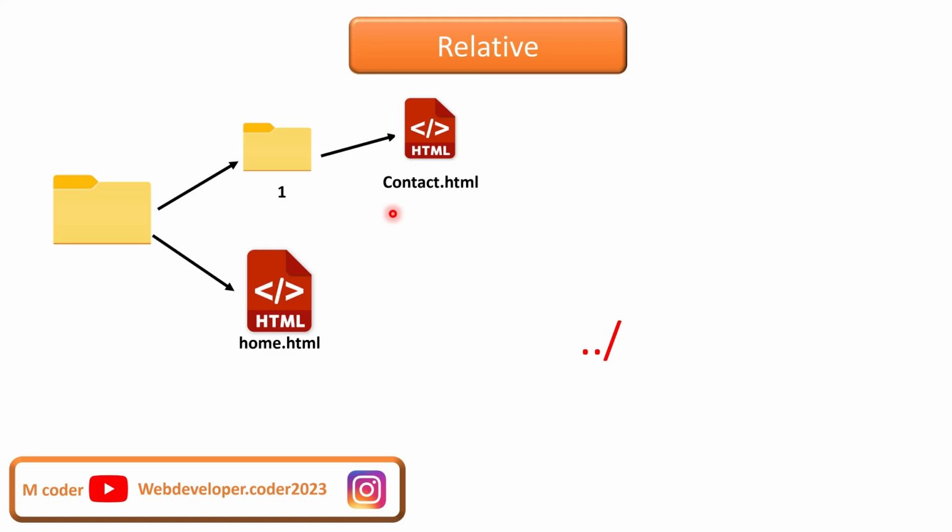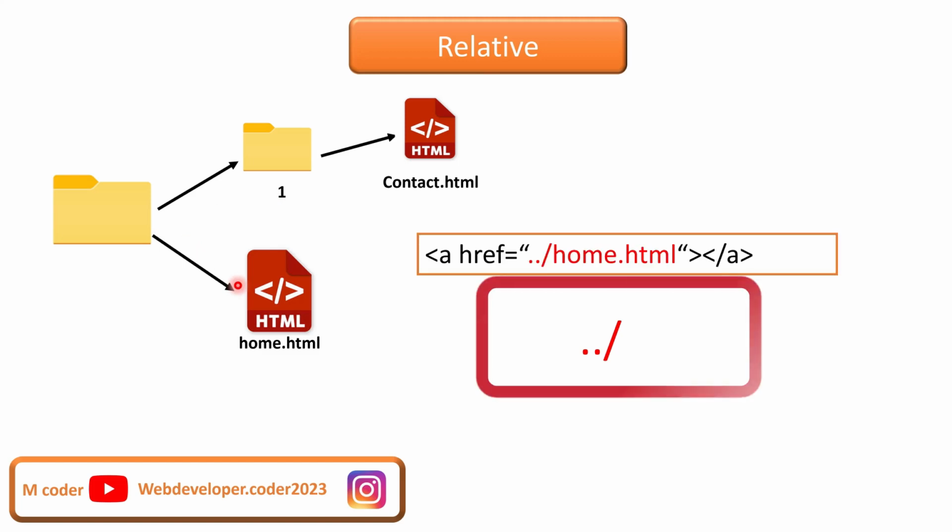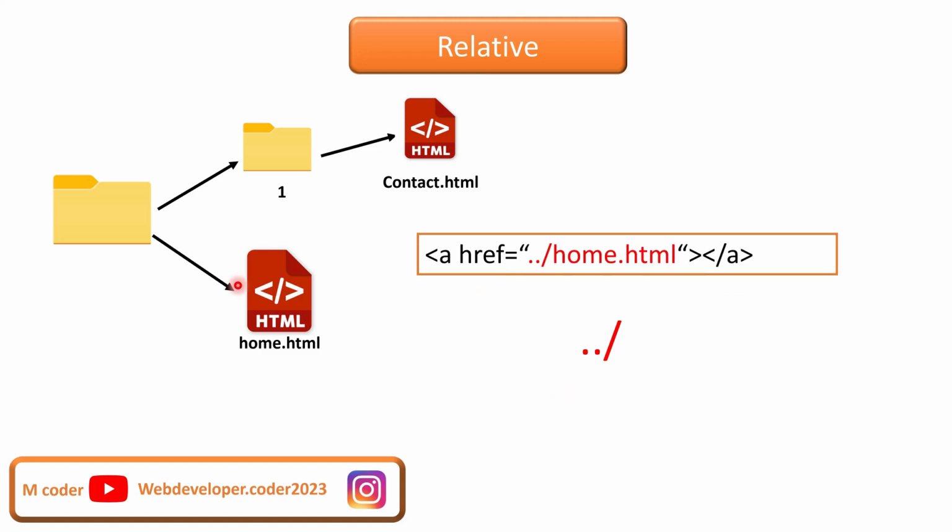Now let's assume that we are inside the contact code and we want to link from contact to home. Which folder is the contact file in? In folder 1. So we have to go back once, to enter the main folder. For going back we use 2 dots and a slash, which means we went back one folder. That is, we move from folder 1 to the main folder of the project. Now we enter the home file, so we write 2 dots and a slash and the file name. I go back and enter the home file.